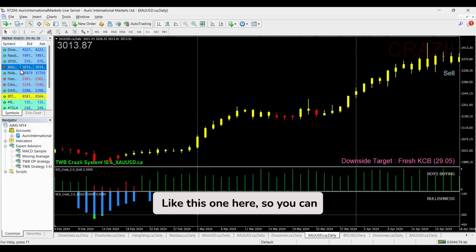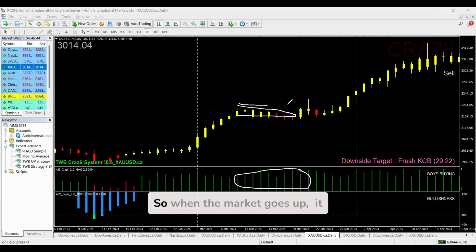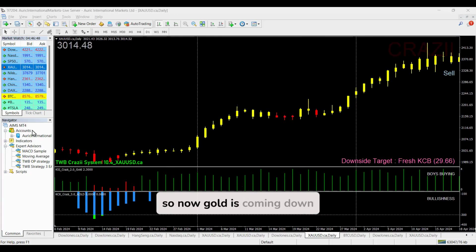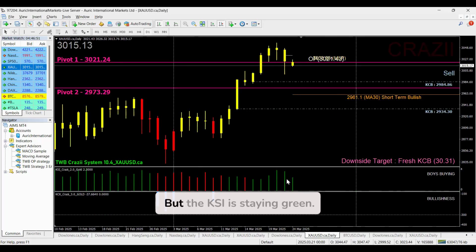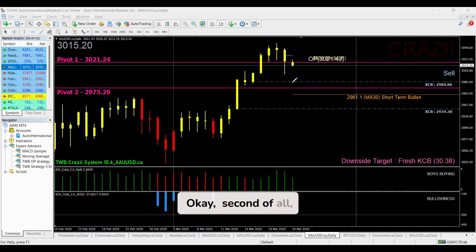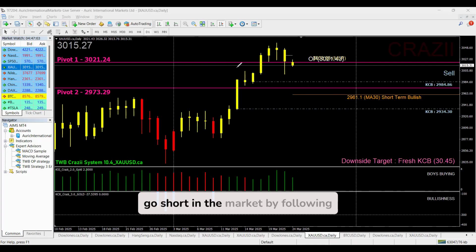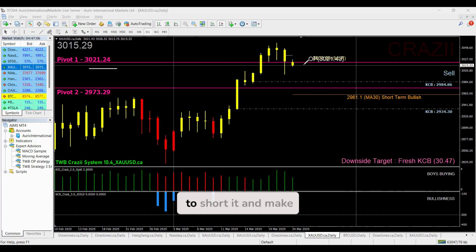Like this one here, you can see the price was all the way coming down, but the KSI stays green in color. So when the market goes up, it goes to exactly where it's supposed to go. Now gold is coming down right now, but the KSI is staying green. So how does it work? First thing first, you must buy only when the market stays above OP. You cannot buy just randomly. Second, you can still go short in the market by following the rules of day-to-day trading, but it's only when the market goes above OP that you can trigger the elephant trade setup.